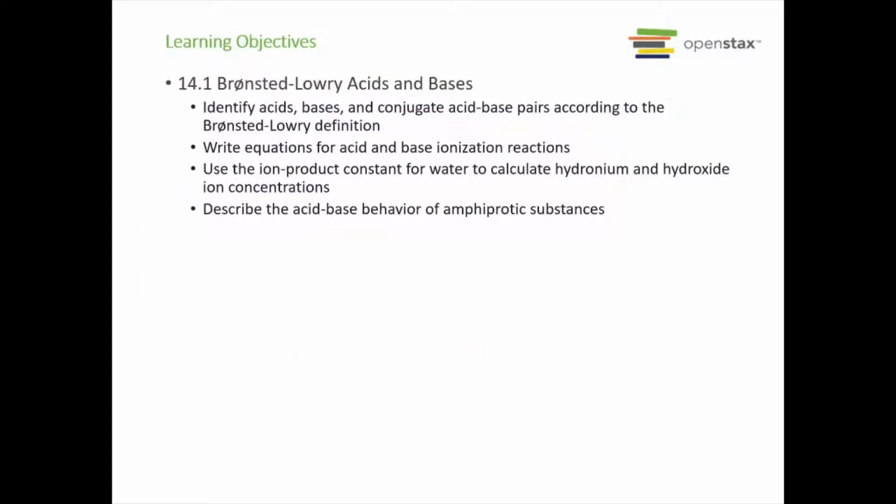So we're going to start it off with 14.1, Bronsted-Lowry acids and bases. So here we're going to identify acids, bases, and conjugate acid-base pairs according to the Bronsted-Lowry definition. Write equations for acid and base ionization reactions. Use the ion product constant for water to calculate hydronium and hydroxide ion concentrations. And describe the acid-base behavior of amphiprotic substances.